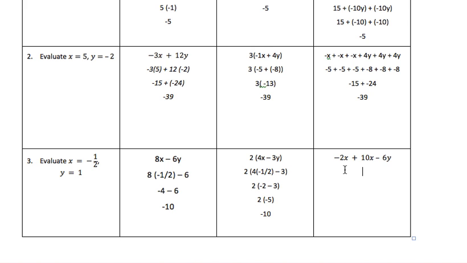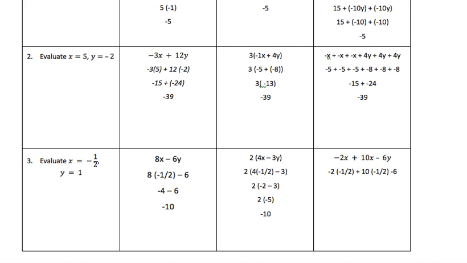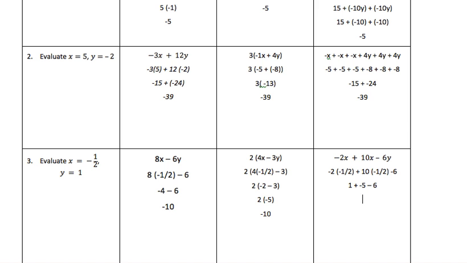And finally, in our last one, negative 2 times negative 1/2 plus 10 times negative 1/2 minus 6y, which is 6 because y is 1. Negative 2 times negative 1/2 is positive 1. Negative times a negative is a positive. And 10 times negative 1/2 is negative 5. Minus 6. And when we add those together, we find negative 10.